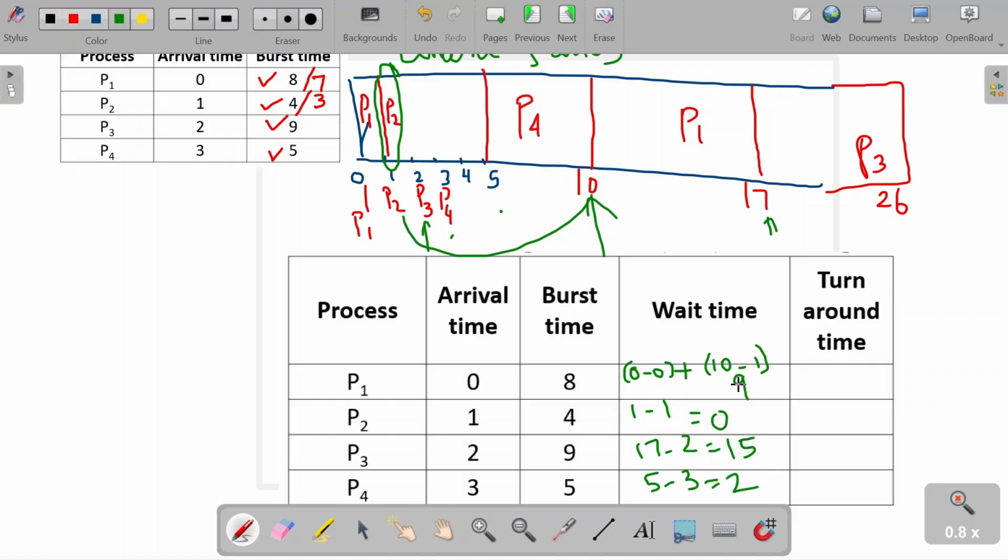So what about the turnaround time? Burst time plus wait time. So 8 plus 9, 17. 4 plus 0, 4. 9 plus 15, 24. And 5 plus 2, 7.